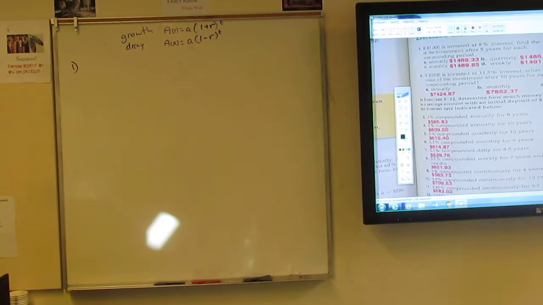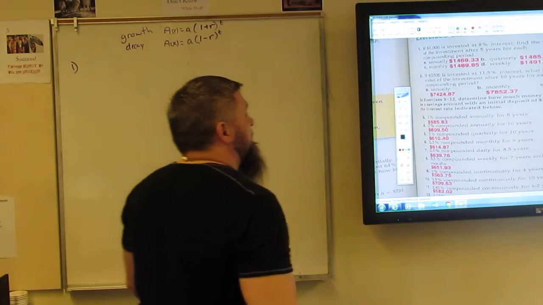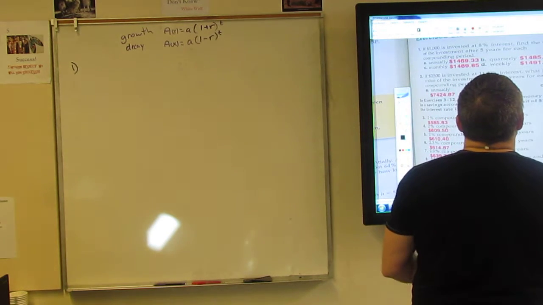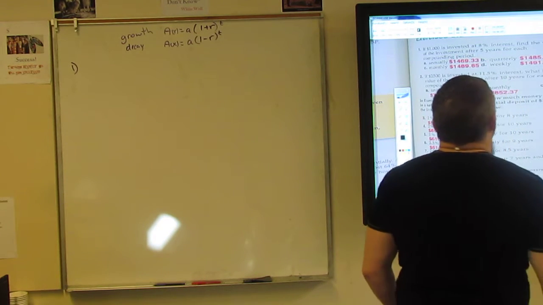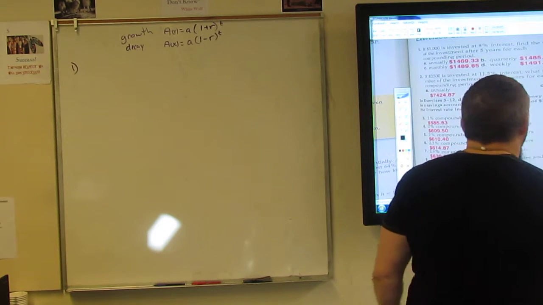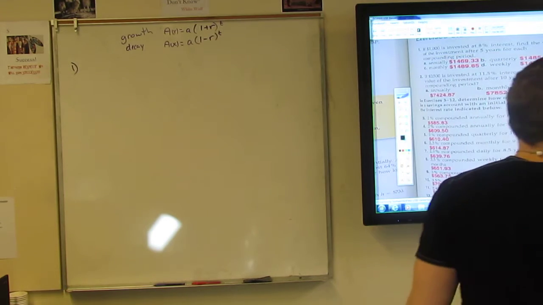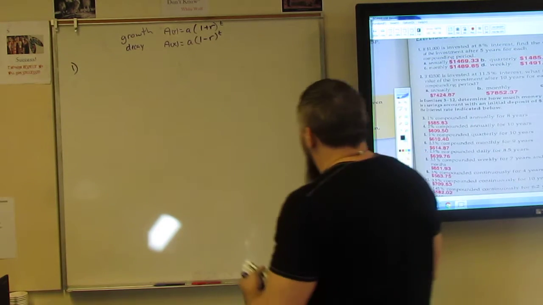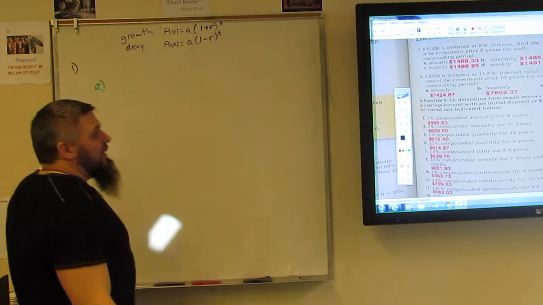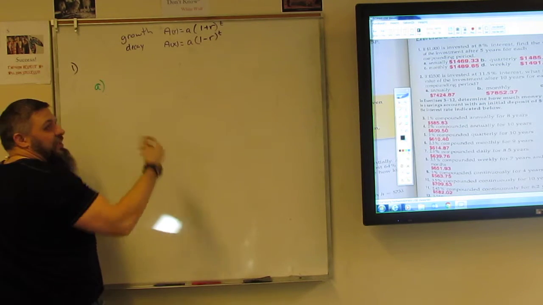All right, number one is an investment problem. Find the value of the investment. They want annual versus quarterly versus monthly versus weekly, over a 5-year plan. So part A is annual, meaning per year, right?